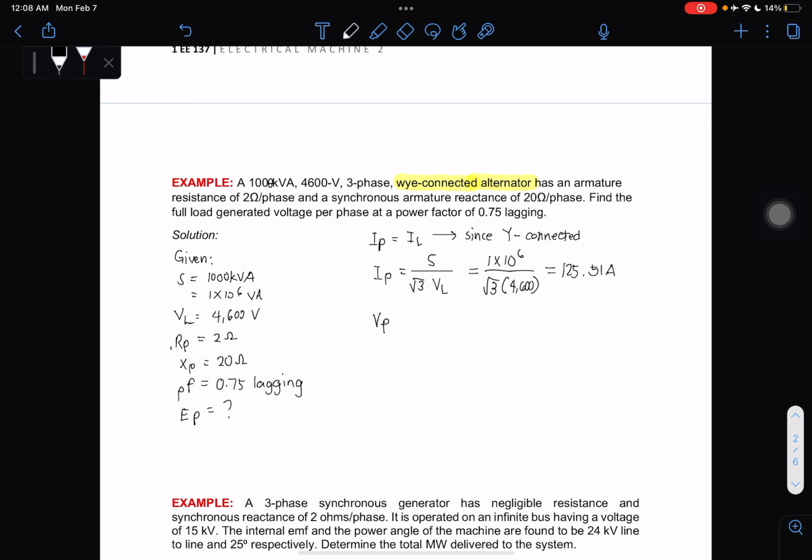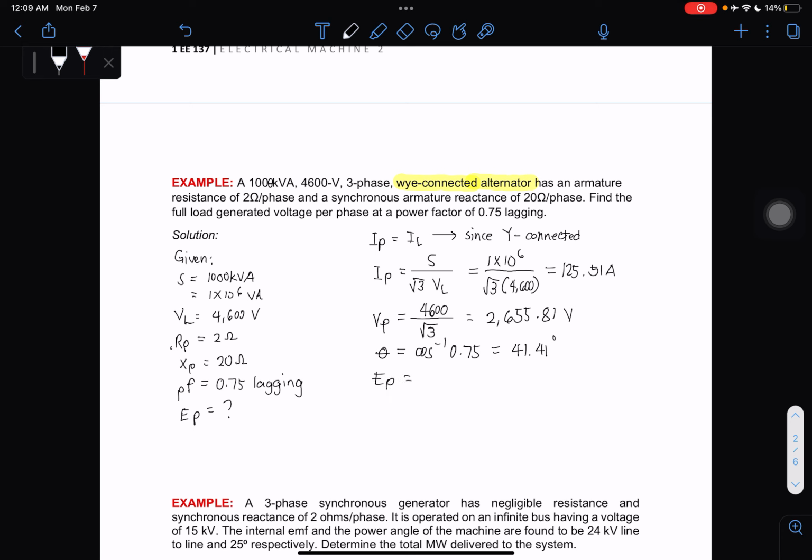For our phase voltage, since the given is the line voltage, we need to convert. So 4,600 divided by square root of 3. Our phase voltage will be 2,655.81 volts. And our angle theta, since the power factor is 0.75 lagging, will be 41.41 degrees. So we have obtained our data, and we can now solve for our generated voltage per phase.